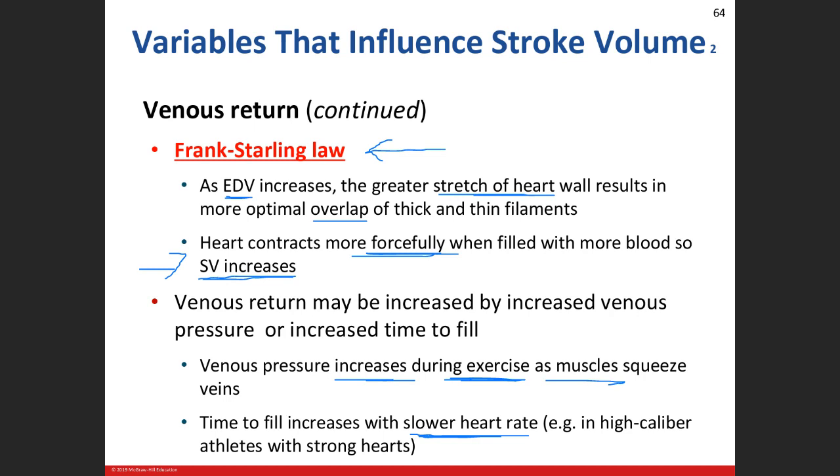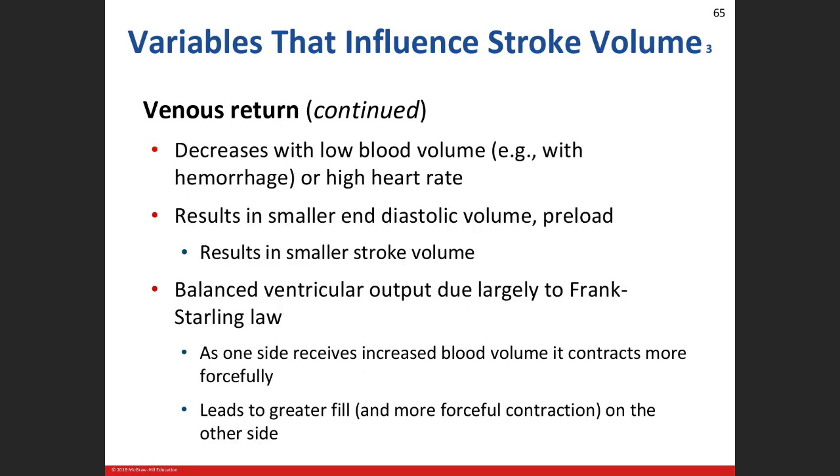And so now we can see how we're getting our stroke volume to be a little bit more, because we're giving the heart more time to fill, but at the same time, the venous return is increased, and then that puts more stretch on the muscle wall, creating that overlapping and then a much more forceful contraction. Okay, so that's venous return.